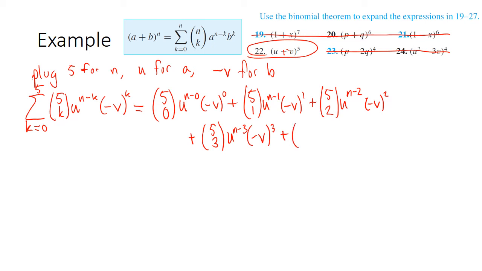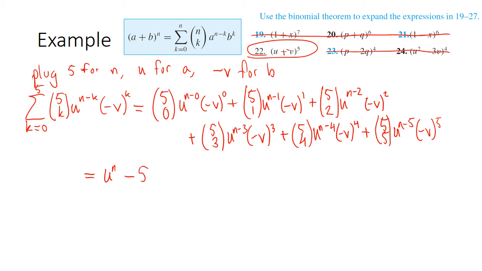You guys can fast forward if this is boring. Okay, and now I'm going to look at Pascal's triangle to fill these in. And keep in mind, you're also raising that negative to the powers, so you've got to think about what the negative does as well. Okay, so this is going to be u to the n, and then the negative v to the 0 is going to be 1, then the next, 5 choose 1, that is 5, but actually this is going to be negative 5 because we get a negative from the negative v to the 1 part.